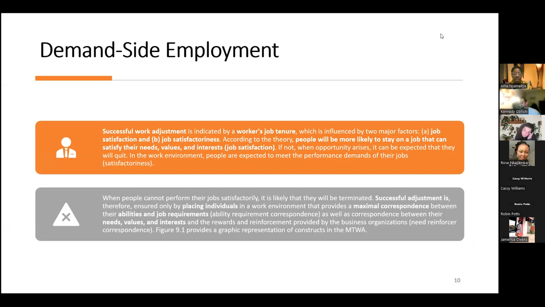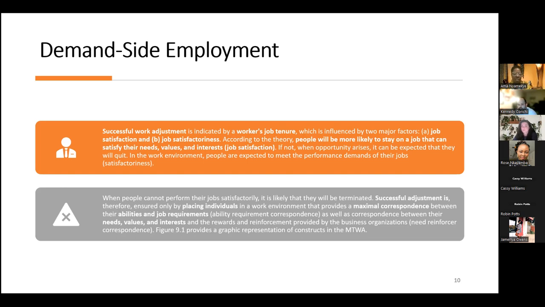And what is successful work adjustment? It is indicated by a worker's job tenure, like how long are they staying? And there are two factors that are associated with it. One is job satisfaction and job satisfactoriness. And the theory says that people will be more likely to stay in the job that satisfies their needs, values, and interests. And I would actually say a lot of these other theories look at that. If it's something you enjoy, you're going to do well at it.